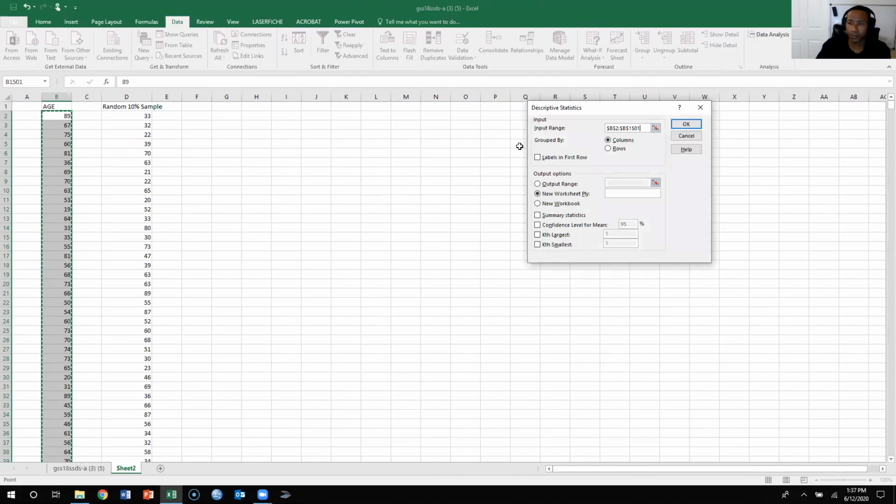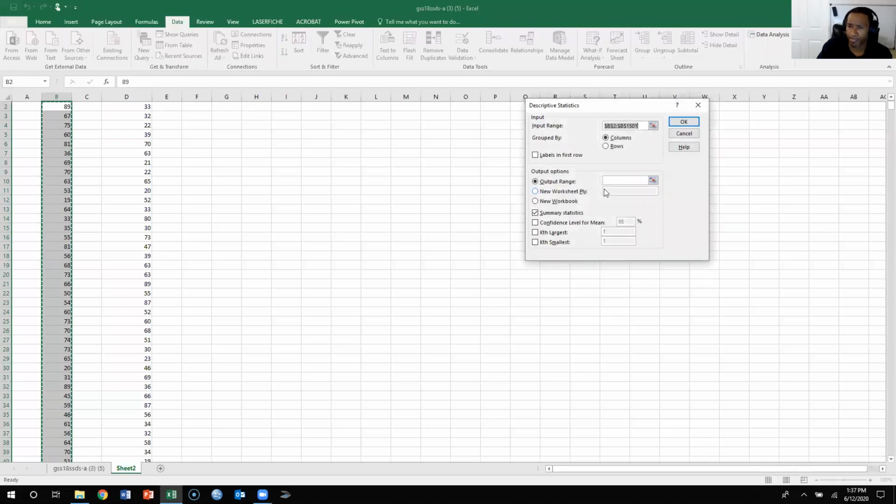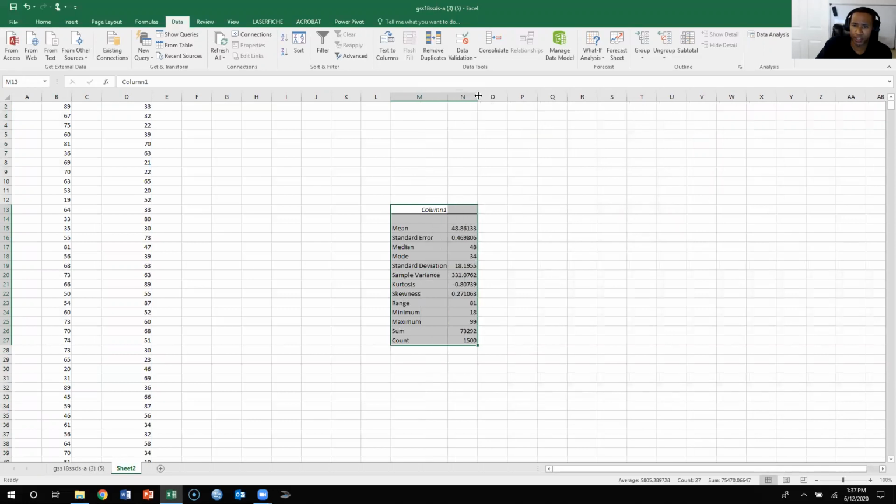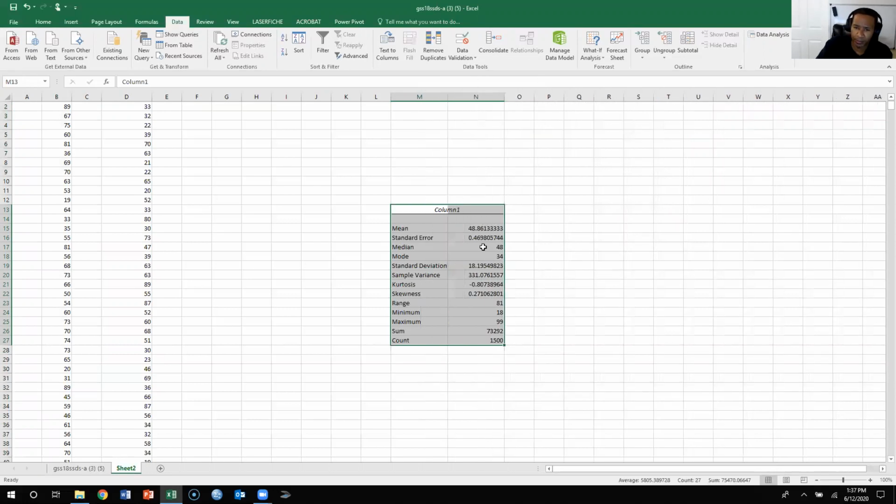So I got all these respondents. That'll be my input. And then of course I want the summary statistics. And so this provides me the mean, the standard deviation, the standard error of the mean, the median, the mode. So we see the mean here, 48.86, standard deviation, 18.19.